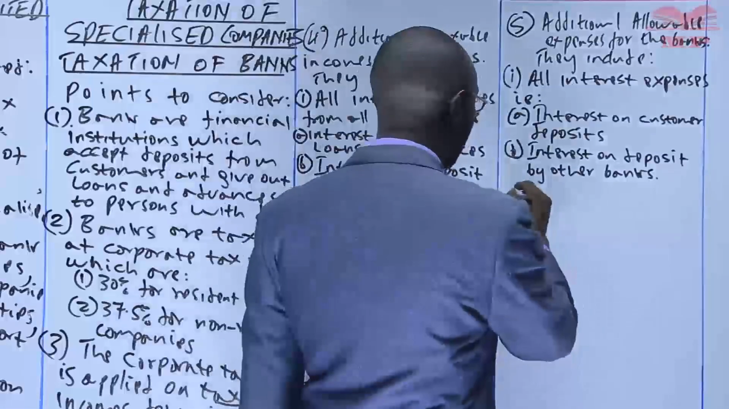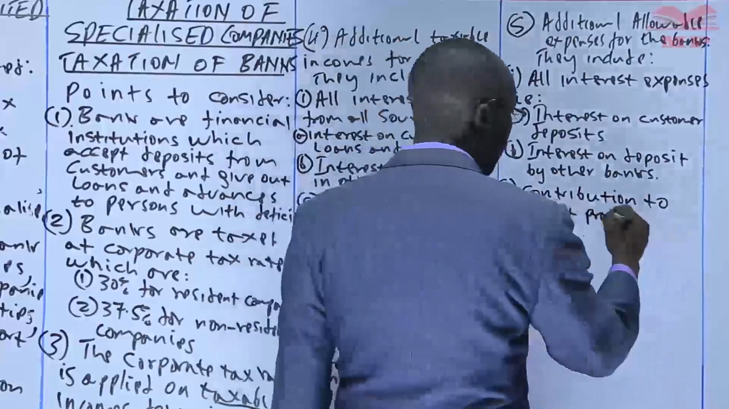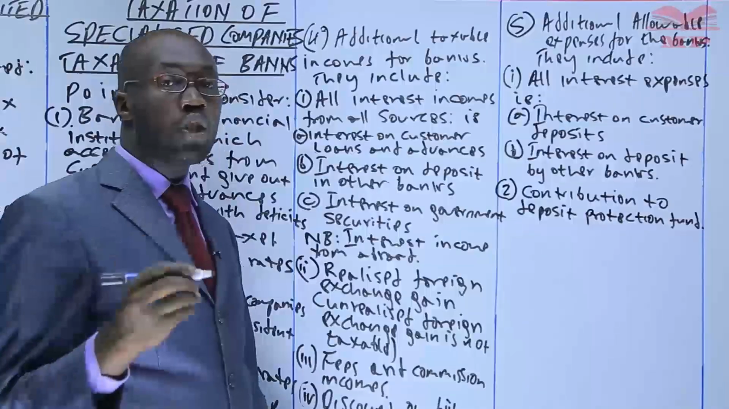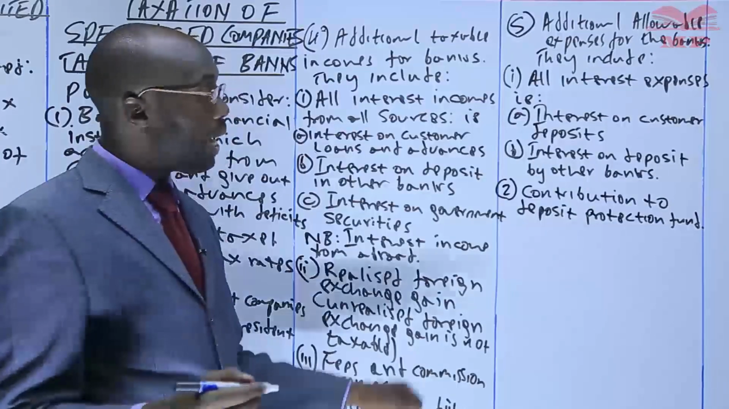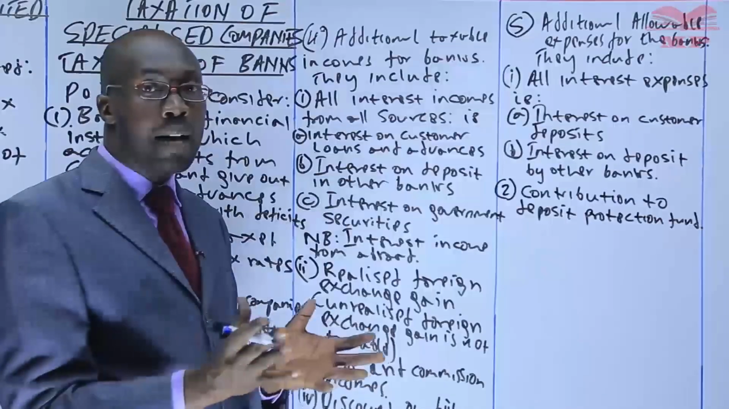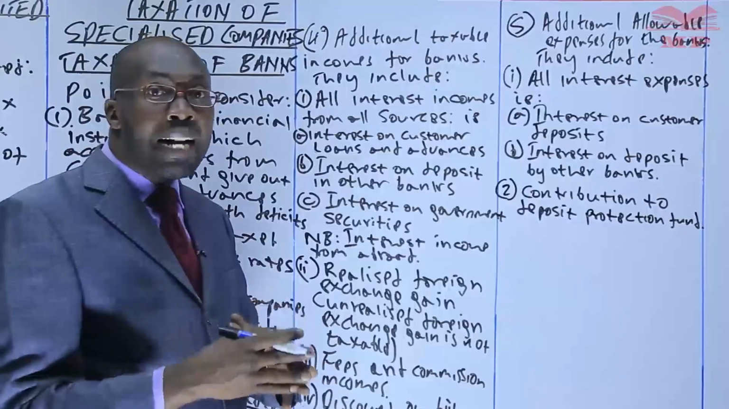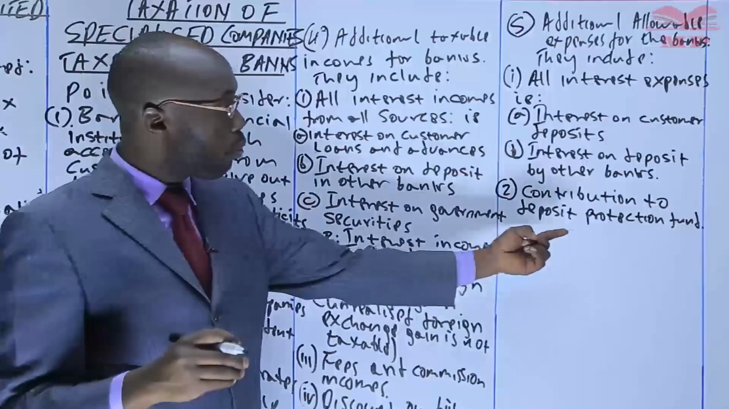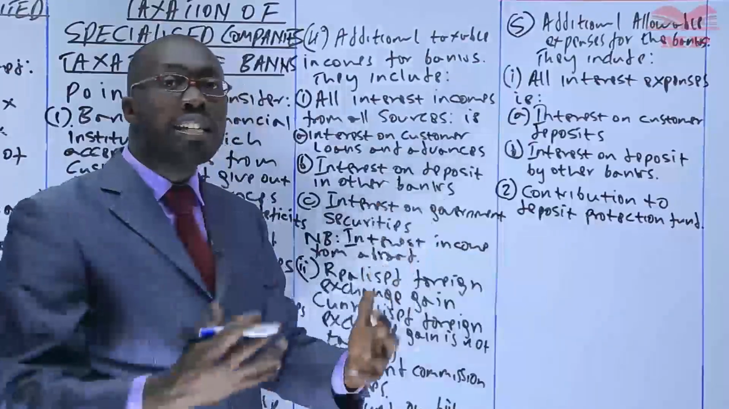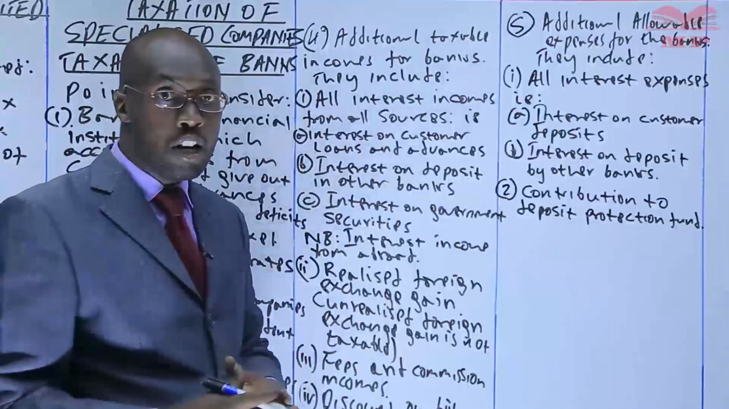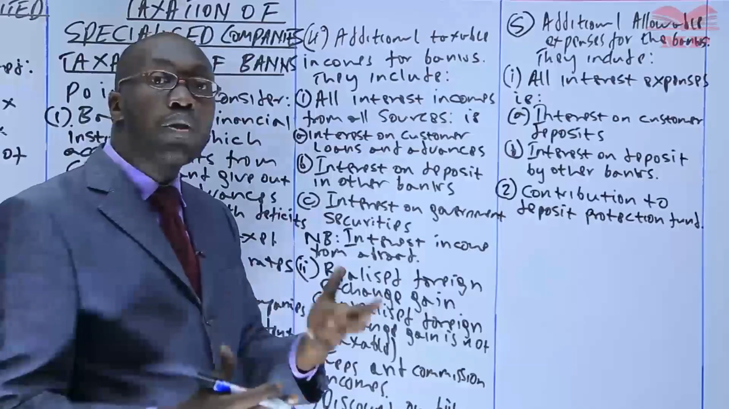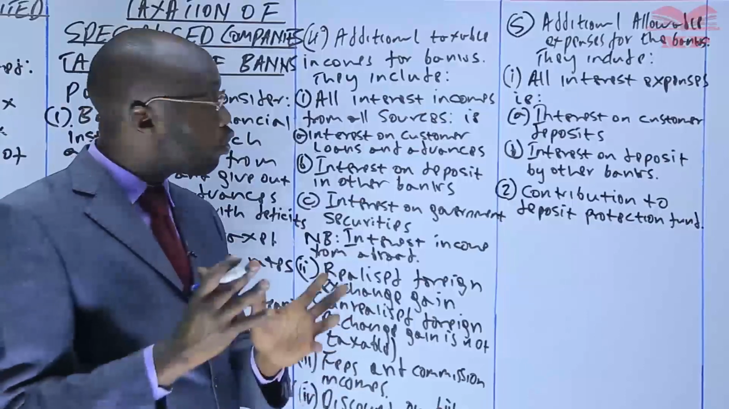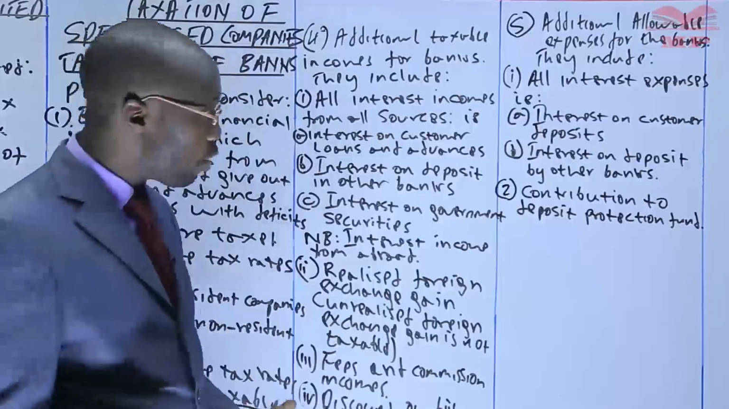We have number two, contribution to the deposit protection fund. This is a contribution usually made by a bank so that in case something happens to that bank and it collapses, the amount they have deposited to protect customer funds is used to pay the customers their money. When they do that, they are just carrying out what they are supposed to do, protecting the deposits of the customers. So that contribution is an allowable expense.